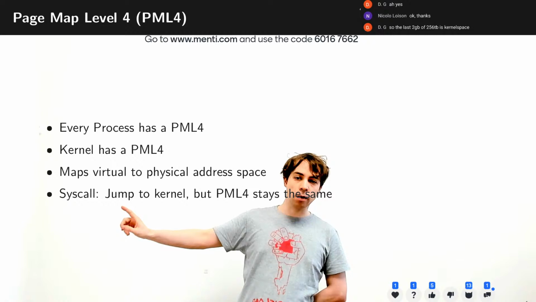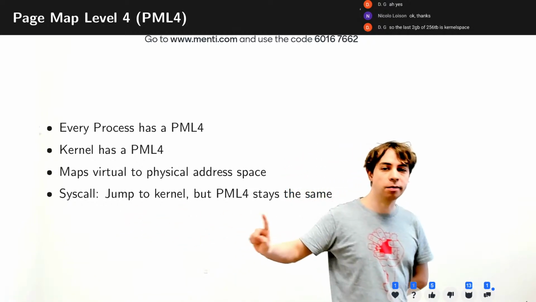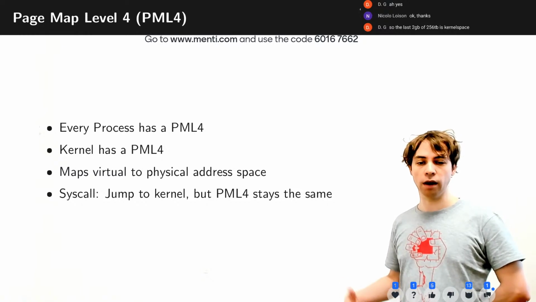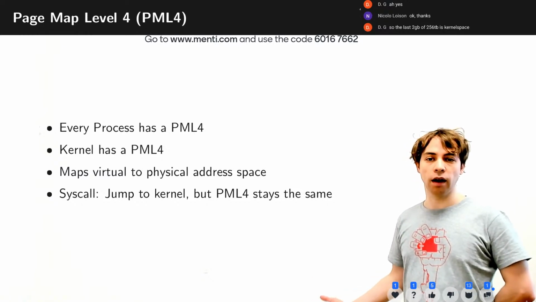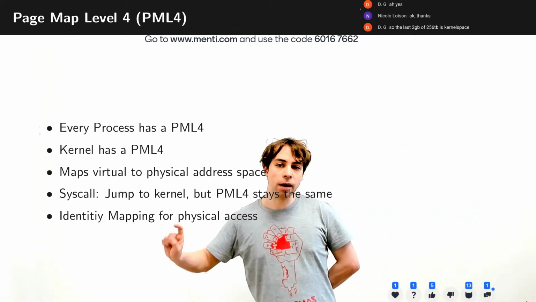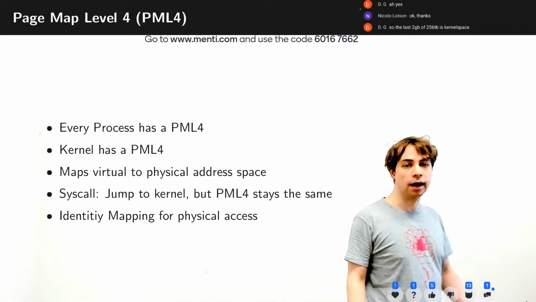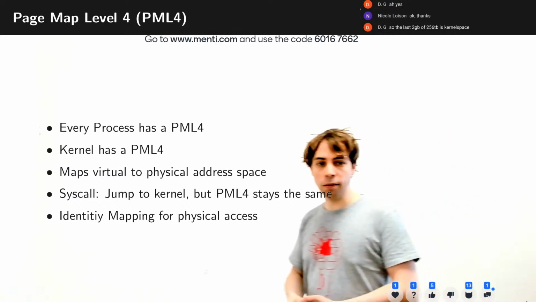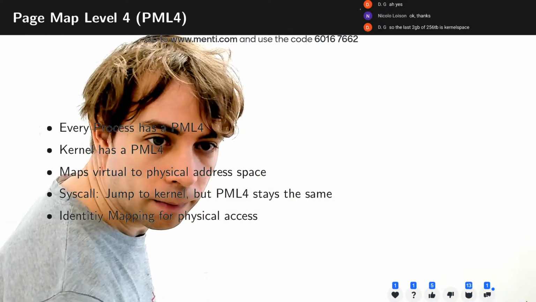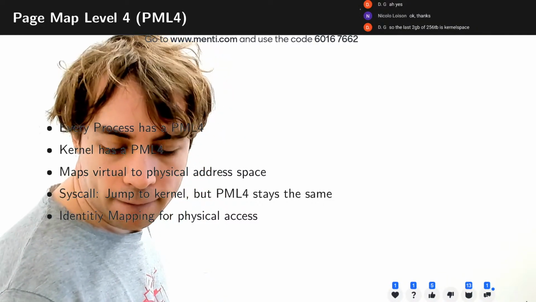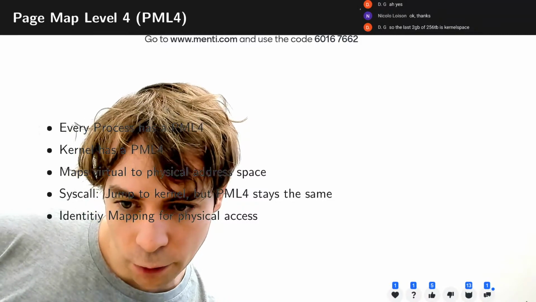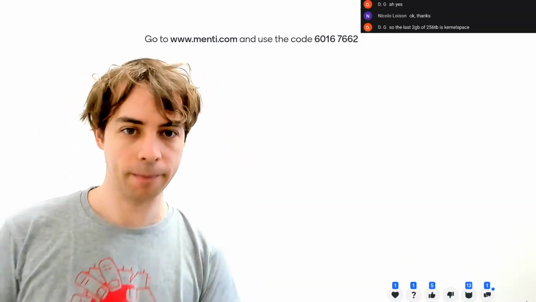When we perform a system call, we jump into the kernel, but the page map level 4 stays the same. So we can still work on the same address space. The identity mapping can be used, as I said, for physical access. And this means we are at the point where we need the whiteboard. Let me see, can I hide this slide for a second? Yes. Okay.